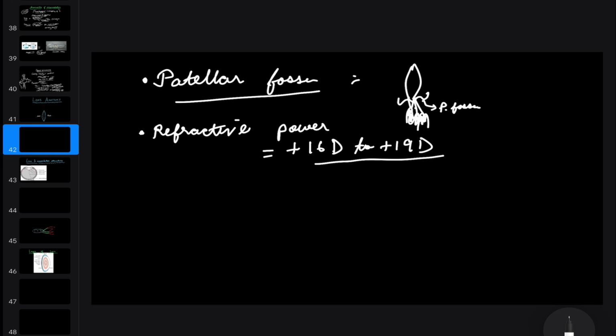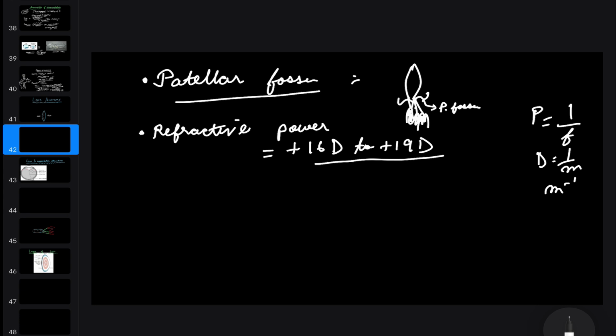Diopters, as you know, is the unit of power. Diopter is nothing but power. I had said this in my previous video as well, that power is 1 by focal length. So diopters is nothing but 1 by meters, so it is meter inverse. Anyways, plus 16 to plus 19 diopters is the power of a normal physiological lens.